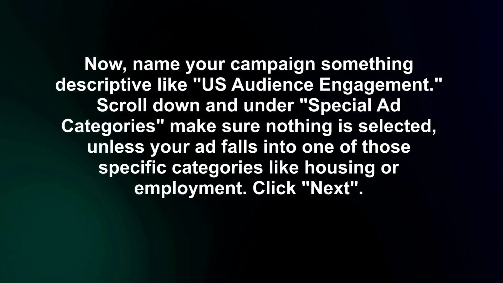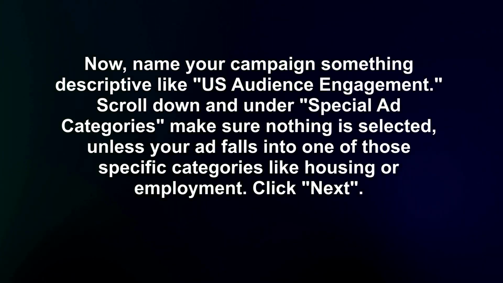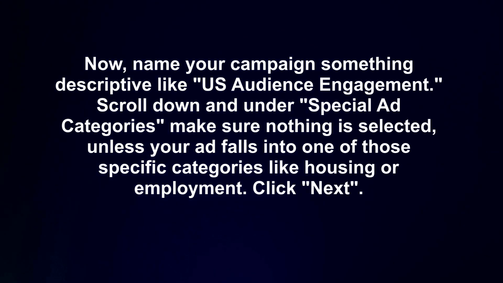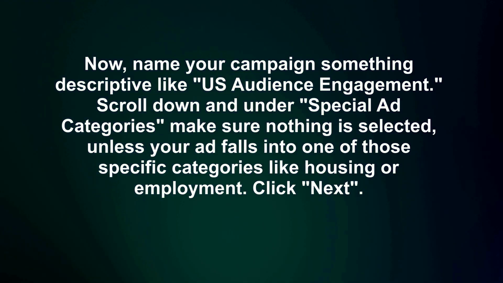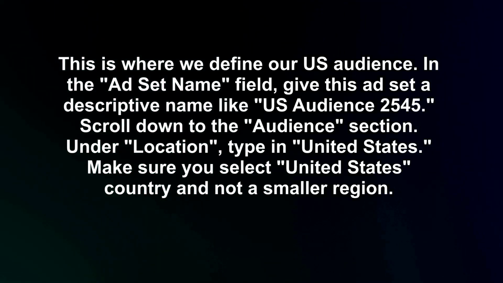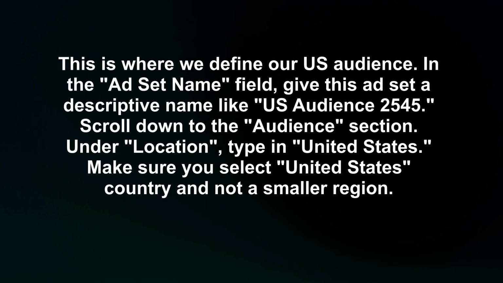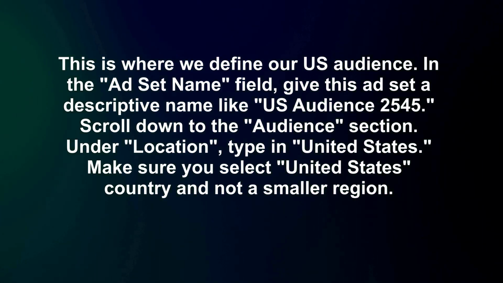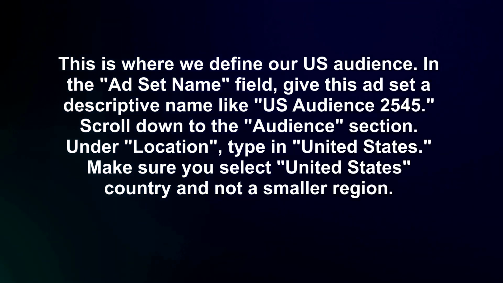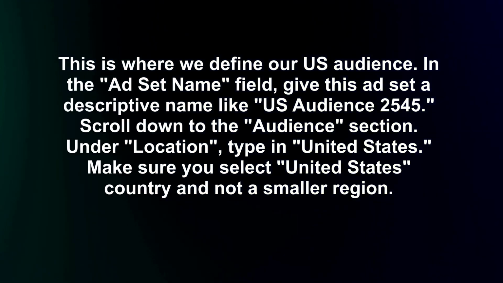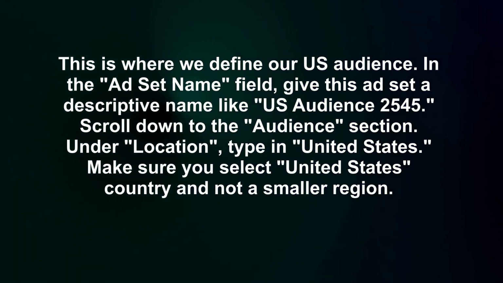Scroll down and under Special Ad categories, make sure nothing is selected, unless your ad falls into one of those specific categories like housing or employment. Click Next. This is where we define our US audience. In the ad set name field, give this ad set a descriptive name like US audience 25-45. Scroll down to the audience section. Under location, type in United States. Make sure you select United States country and not a smaller region.